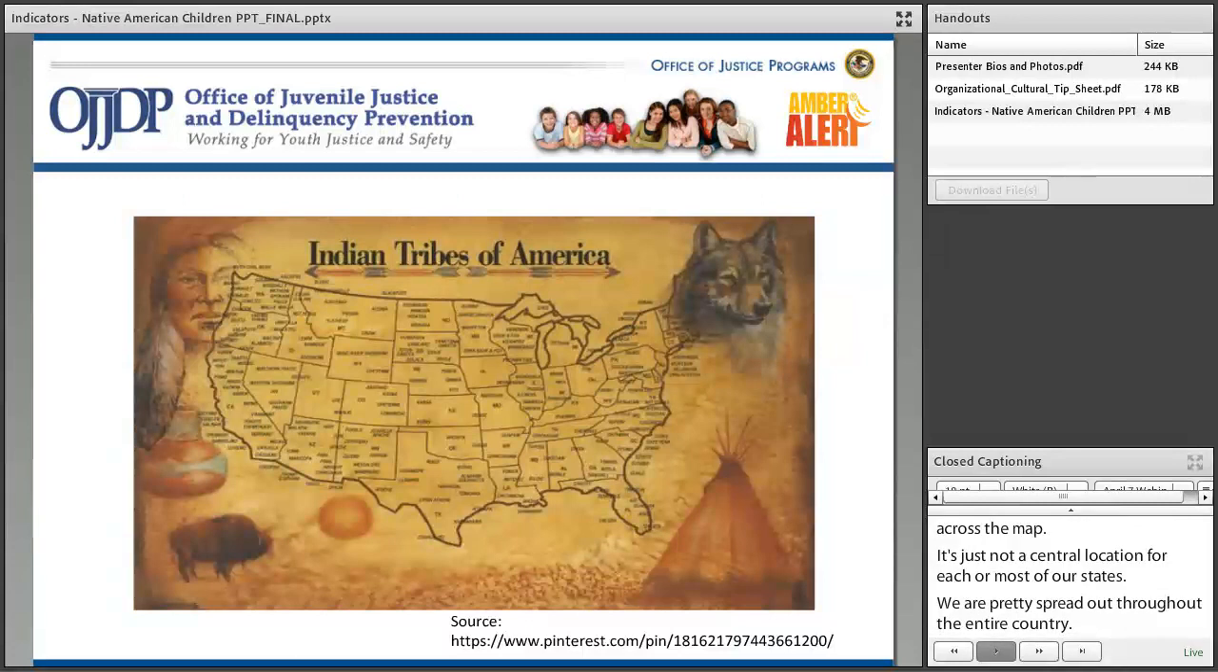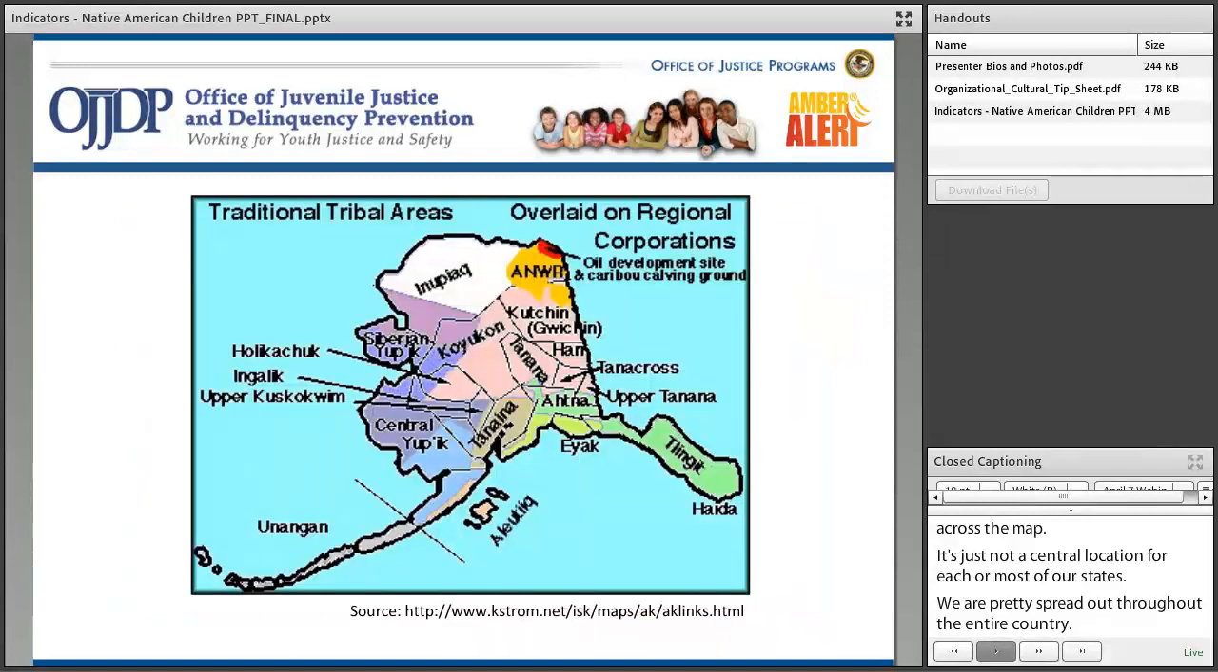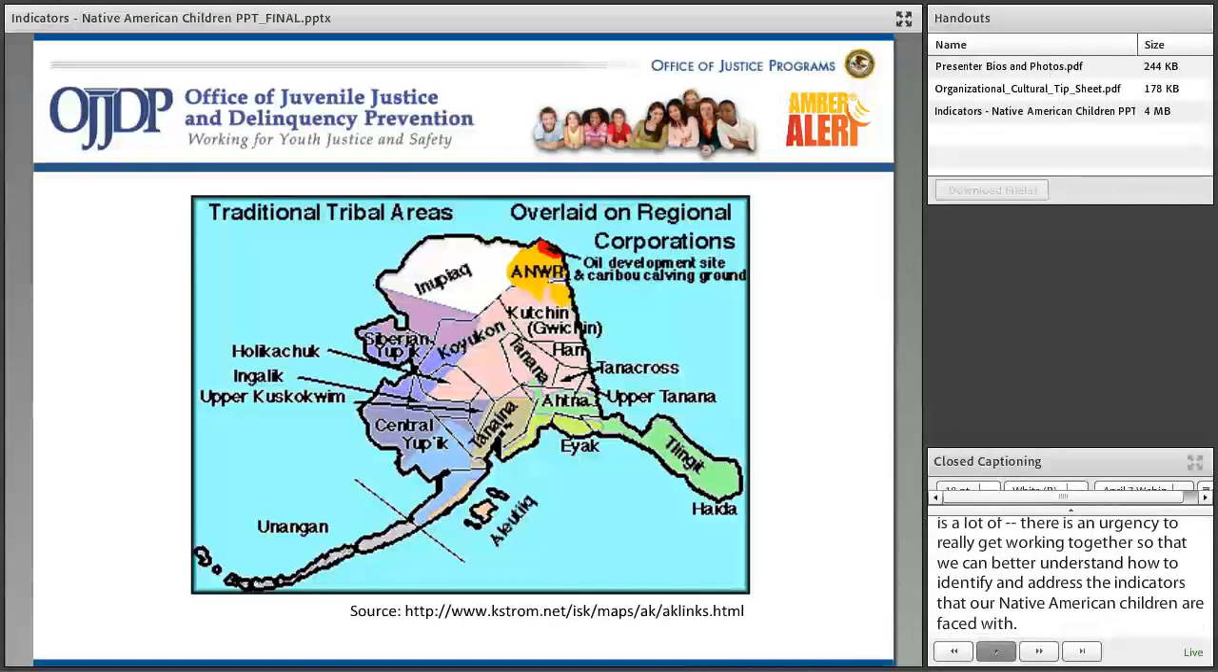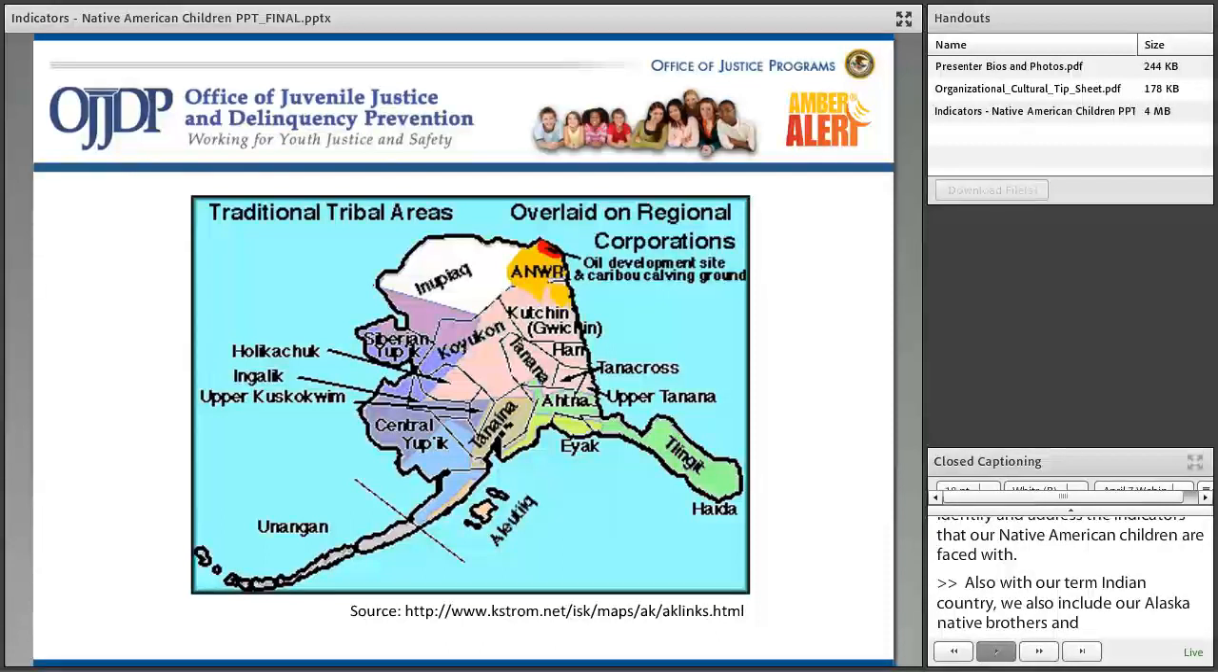nonprofit organizations. And I think with that being said, there's an urgency to really get working together so that we can better understand how to identify and address the indicators that our Native American children are faced with. Also, with our term Indian country, we also include our Alaska Native brothers and sisters. There's several communities out there in Alaska. So oftentimes when we say Indian country, we fail to formally acknowledge also our Alaska Native communities. So it's pretty rich in its diversity.